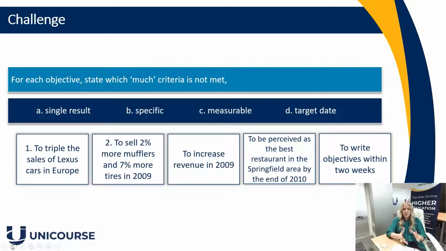So just a small challenge just for you to consider for a second. I want you to look at each of these different objectives that I've basically taken from other people's assignments, and think about whether it's meeting the criteria for SMART for Michael E. Douglas's model. So think about, is there a single result there? Is it specific enough? Is it measurable? And is there a target date? So just give yourself a second to do that.